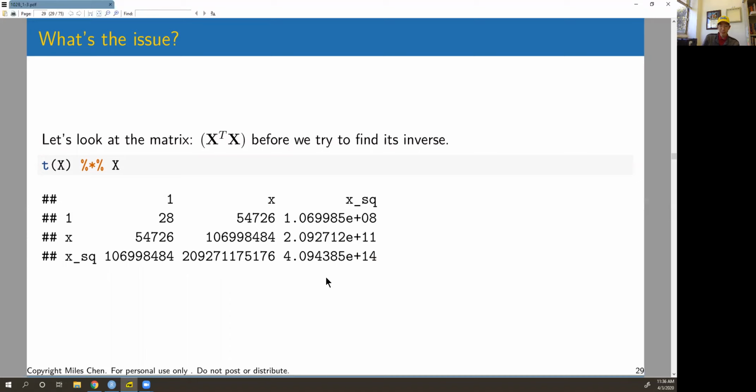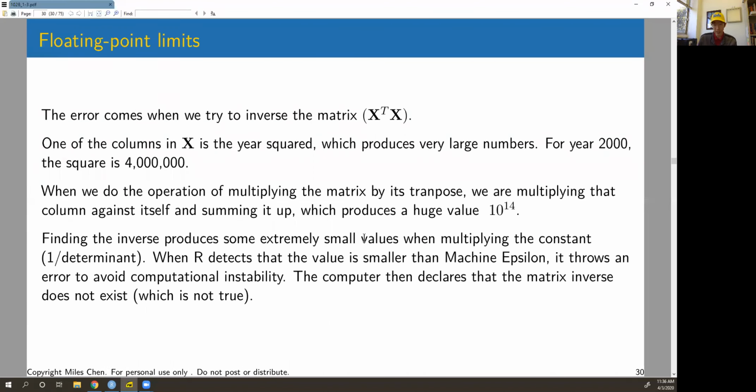And when you have a really big number and you ask R to find the inverse of this matrix, X transpose X, where one of your terms is on the order of 4 times 10 to the 14, when you ask for the inverse, it's going to produce some extremely small values, you know, 1 over the determinant, okay? So I don't know if you guys remember how to take the inverse of a matrix, okay?